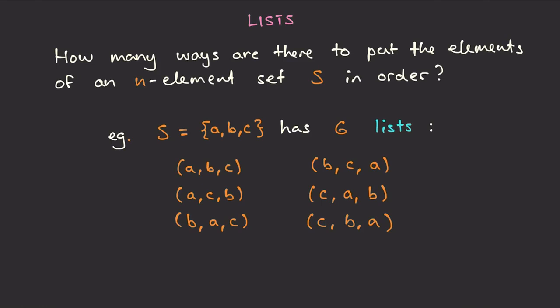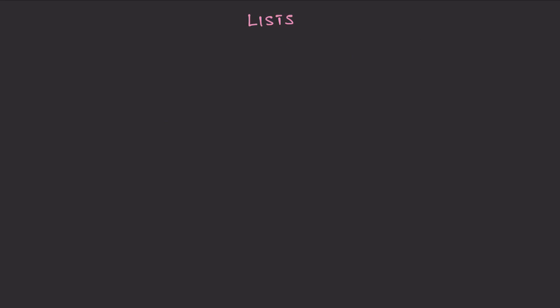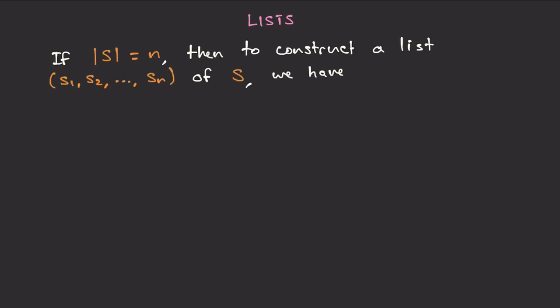Since I'm making 3 separate choices, again I'm combining them using AND, so I multiply the number of possibilities for each choice to get the total number of possibilities. This gives 3 times 2 times 1 equals 6, which is the number of lists. And this is the only idea we need to solve this problem in general.